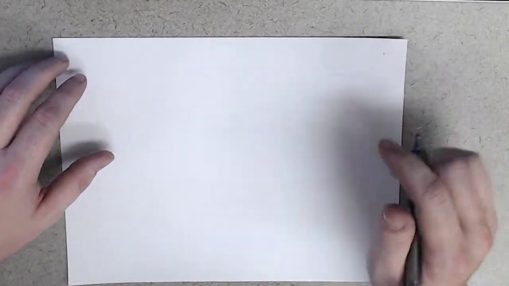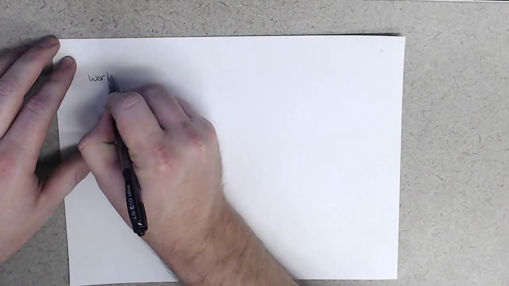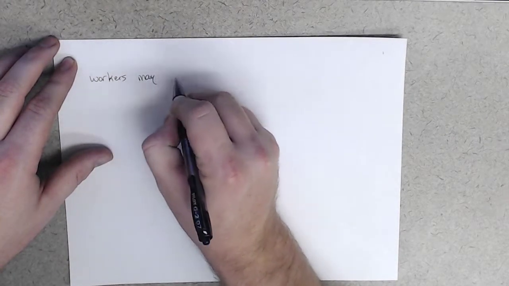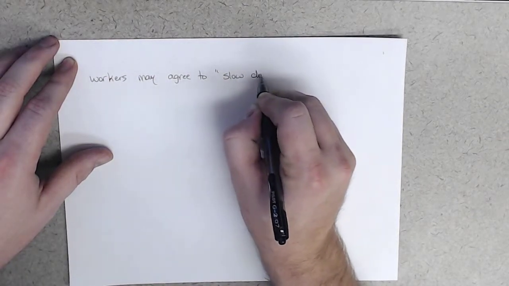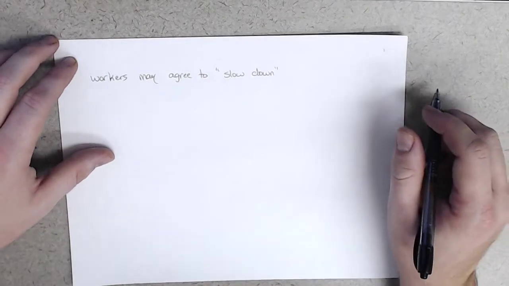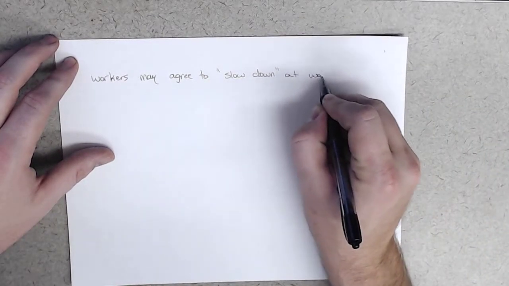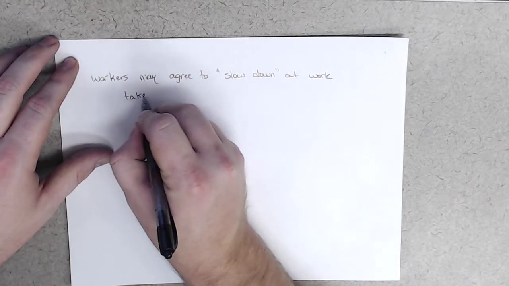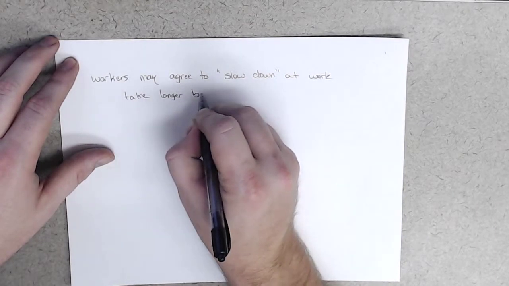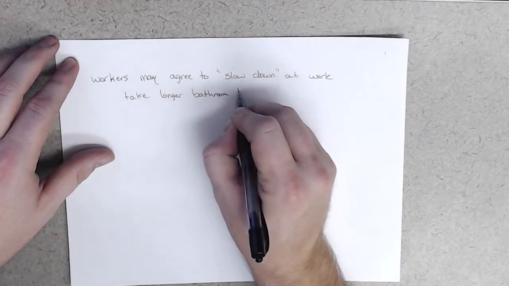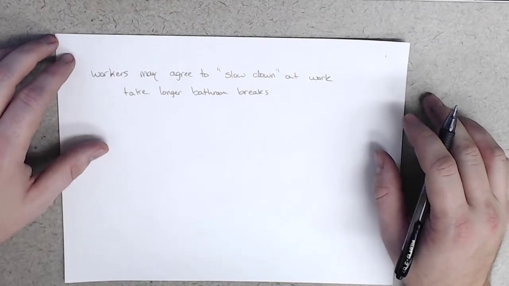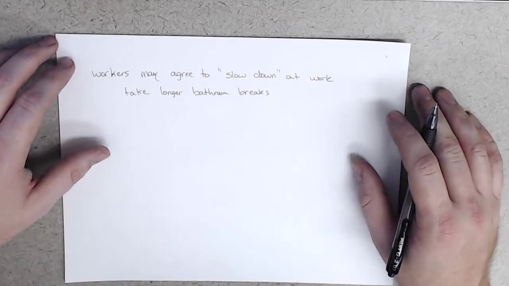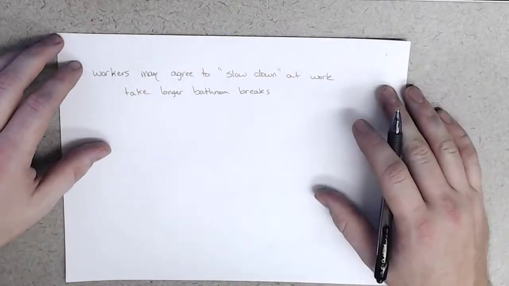And finally, most famously perhaps, unions are able to leverage the fact that they represent many people simultaneously to impose costs on management, right? For example, workers may agree to slow down at work. Or maybe they'll take longer bathroom breaks. Or just generally not try as hard as they possibly could. Maybe they'll shirk collectively, right?